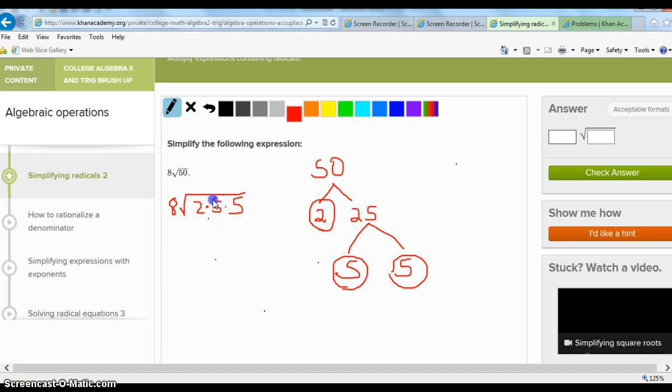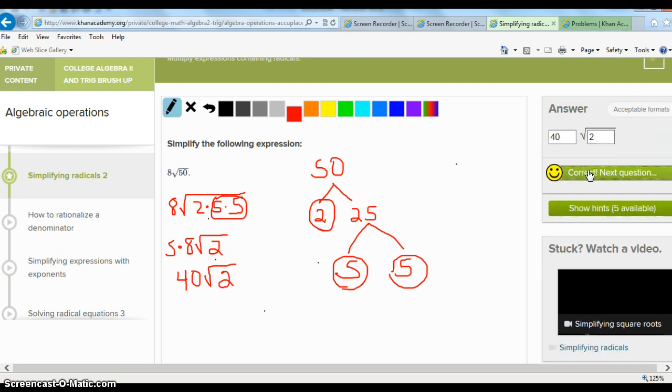Here I have 5 times 5, which is 25. The square root of 25 is 5, so I'm going to pull that 5 out front, and I'm going to take it times the 8 that's already there. Put my radical sign, and there'll be a 2 left underneath the radical sign. 5 times 8 is 40, so 40 square roots of 2 should be my answer for this problem. Check answer, and we should get a smiley face.